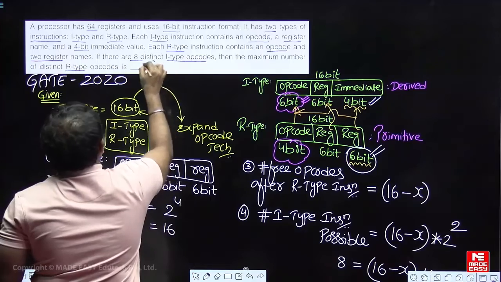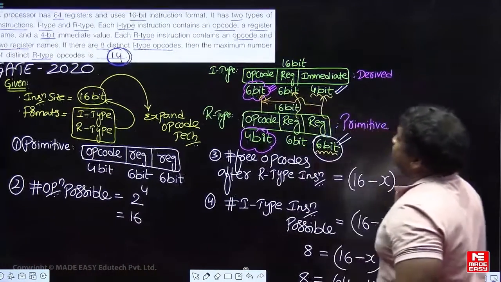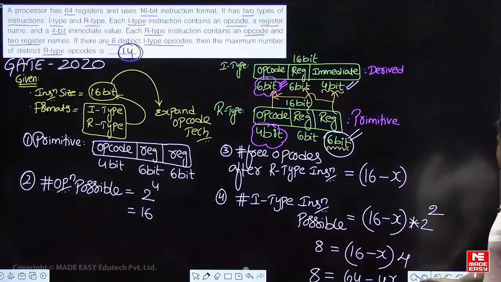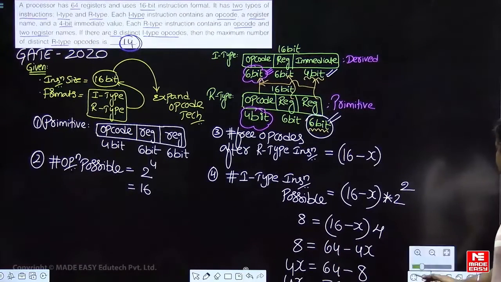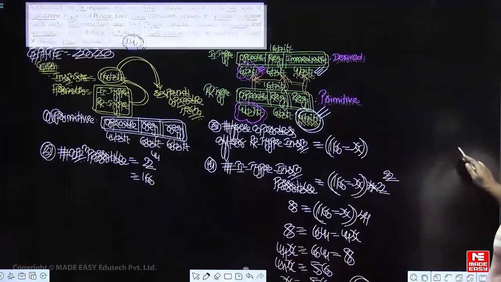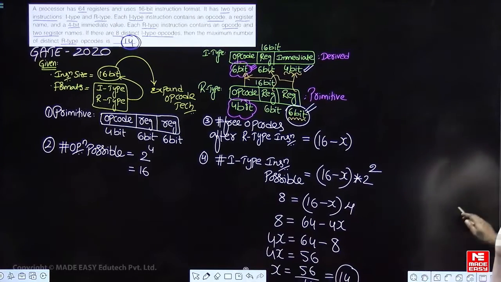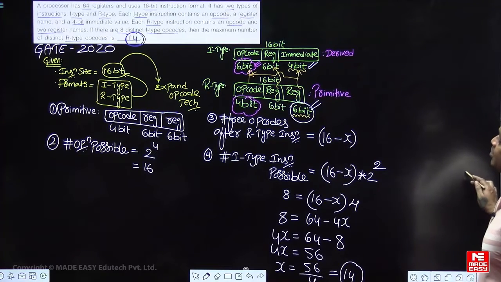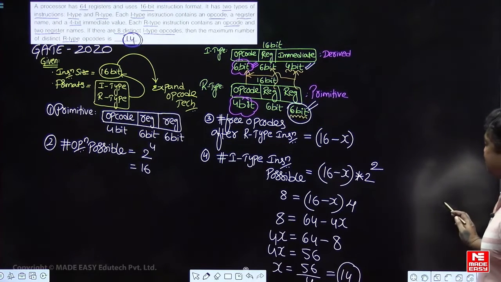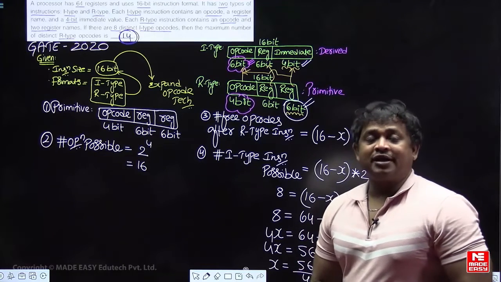Answer is 14. Okay students, this is the solution. I am just showing you the total solution. Yes, the number of R-type instructions possible in the computer is 14. Clear? I hope you understand.